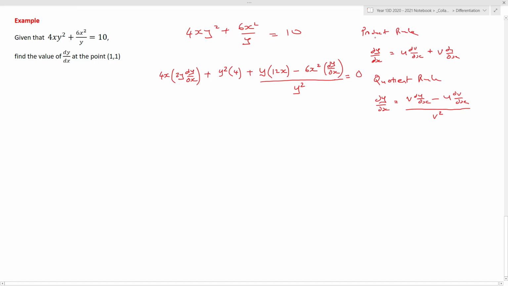What I'm going to do is rewrite the product rule and the quotient rule in blue, a little bit to the side, because it's in the way a little bit.